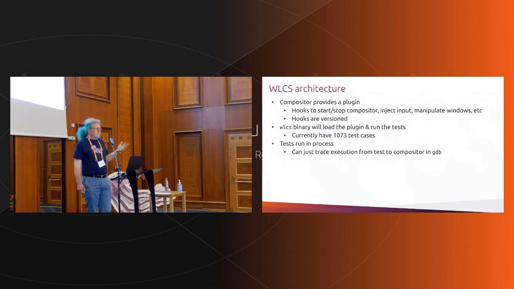So we have about 1,000 tests at the moment in WLCS. Many of those are variations on a theme of these things with XDG shell, these things with XDG shell v6, these things with XDG shell v5, etc. Importantly, these tests run in the same process by default, which makes it much easier to debug when things go wrong. If you have to debug a process tree, that's kind of awkward. If you have to debug just one process, you can attach GDB to it and step through both the test case and your code at the same time.